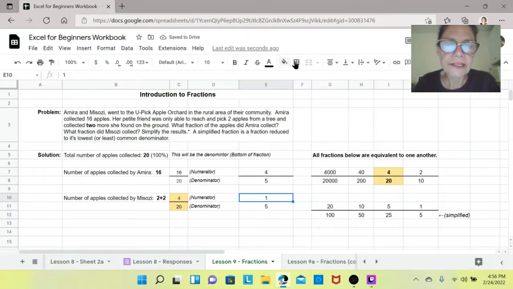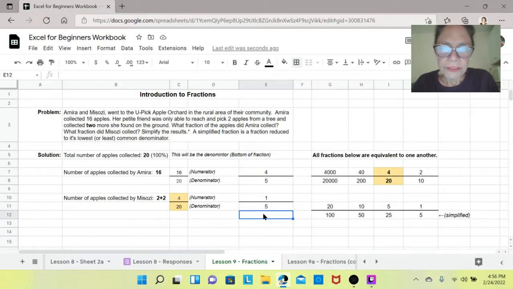Let me put the line under here. So see, we have 4/5 and 1/5. 4 plus 1 is 5. So when you add the two fractions, they both have to be the same denominator. So if they're not the same denominator, we'll do that in the next class. You have to make them the same denominator. So 4 plus 1 is 5, and the bottom one stays the same.